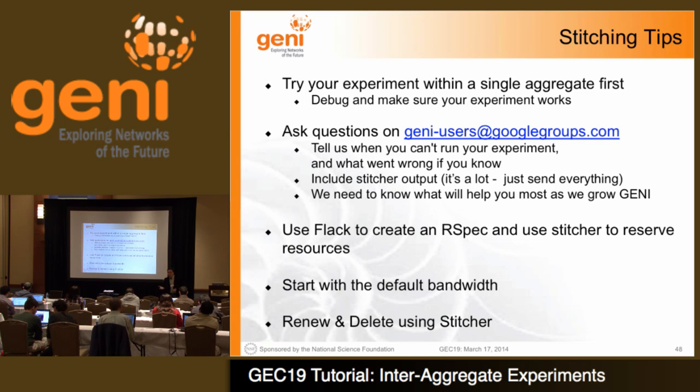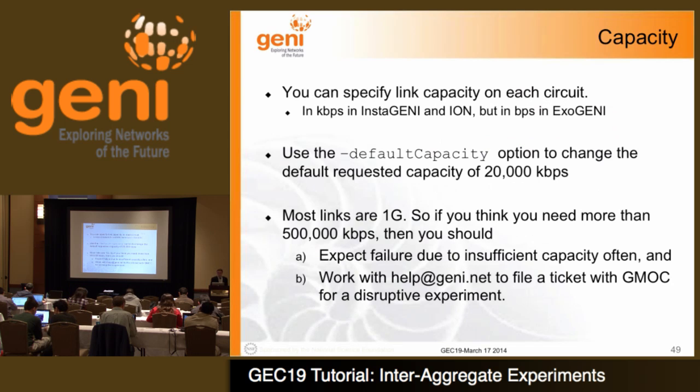Use Flack like we did here. It's a great way to create an RSpec. It's easier than editing XML. Well, I edit XML, but for most people, Flack is easier. Bandwidth, I'll talk about that. Start with the default bandwidth, but you can play with the amount of bandwidth that you get. And we'll talk about renewing and deleting using Stitcher as well.